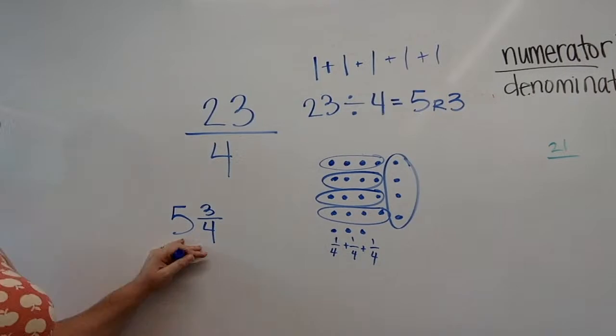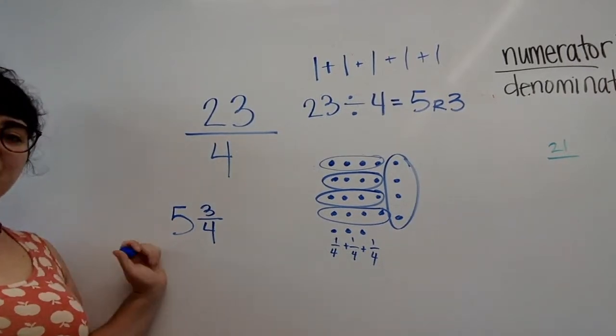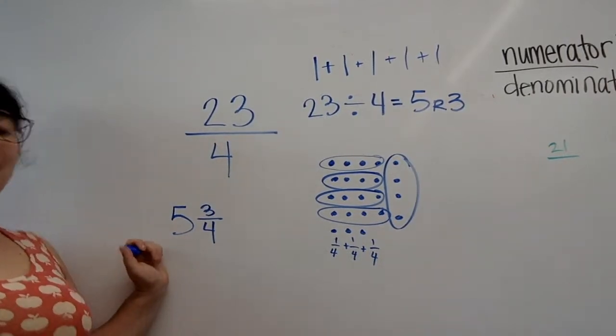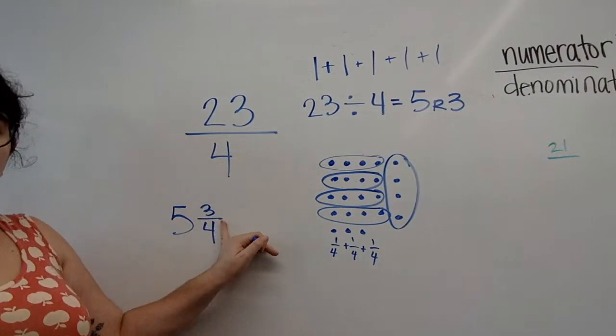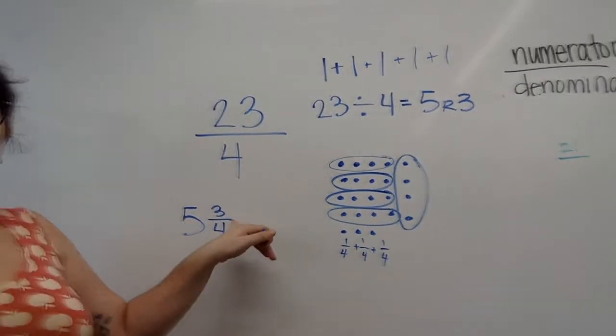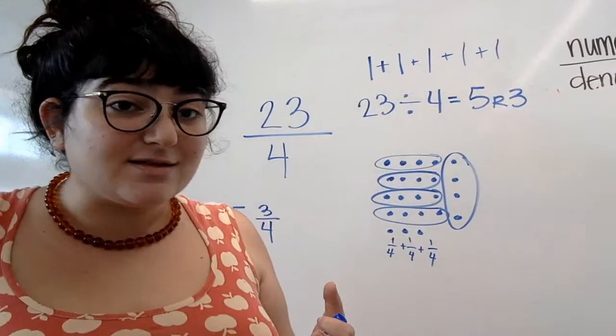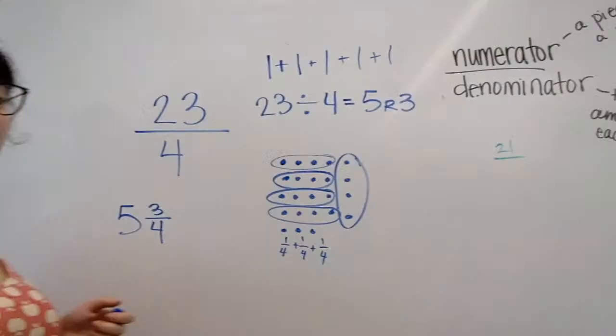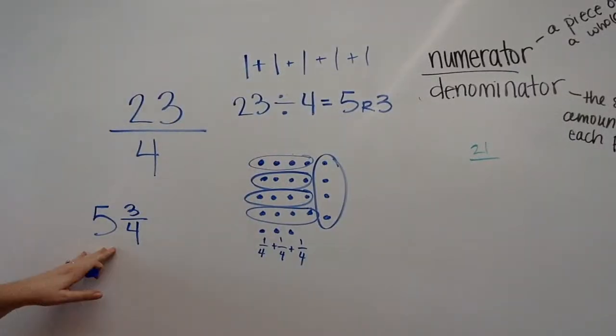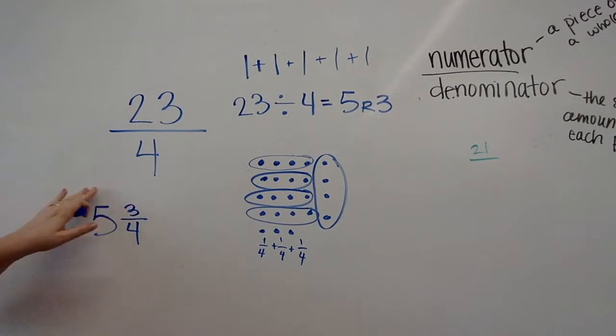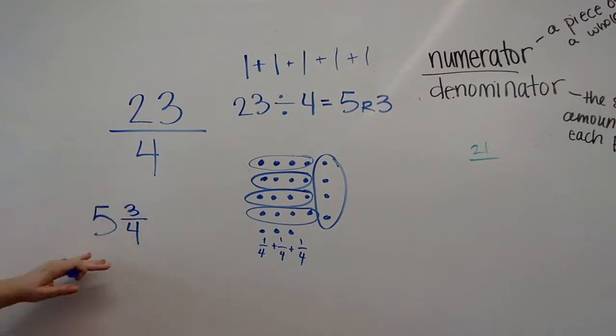Would I be able to afford something that cost $6? No, I don't have that extra fourth to get me something that's worth $6, right? We do not have a whole number yet to get to 6. Excellent. Now, this is one way to do this.